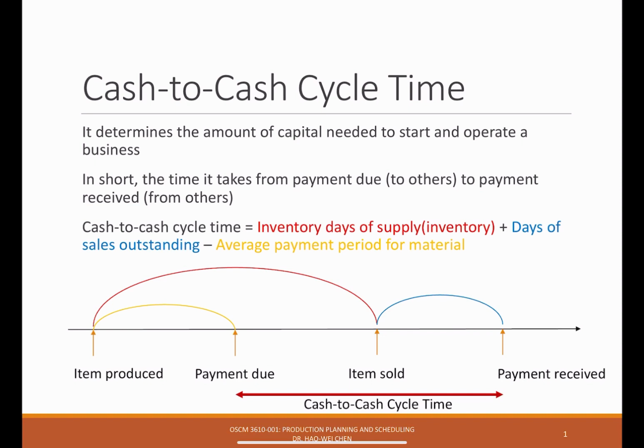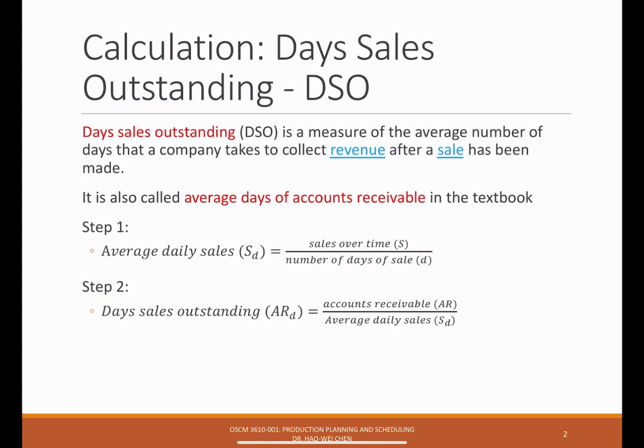So when we are trying to calculate the cash-to-cash cycle time, we want to find the distance between the payment due until the payment received. And if we want to calculate the length of that, we want to find the sum of the red line plus the blue line, subtracted by this yellow line. That's how we get these formulations.